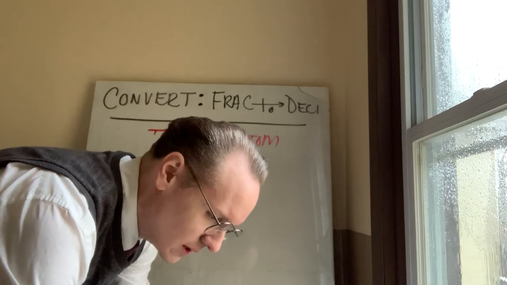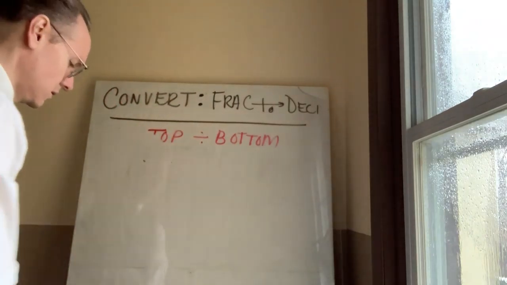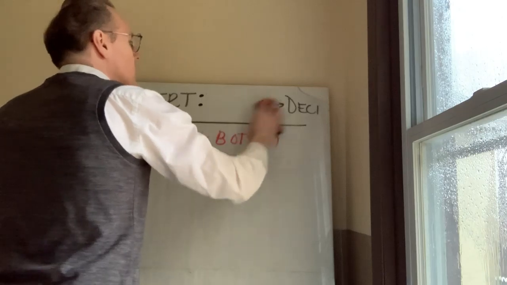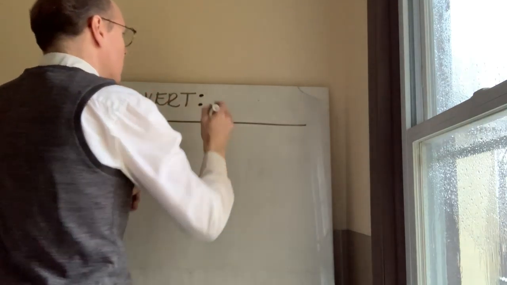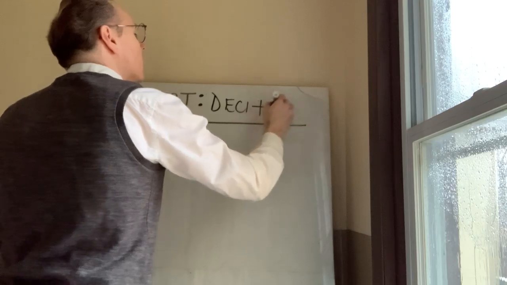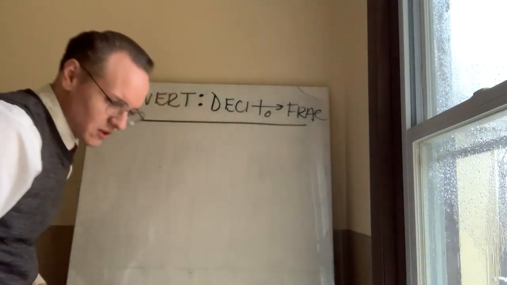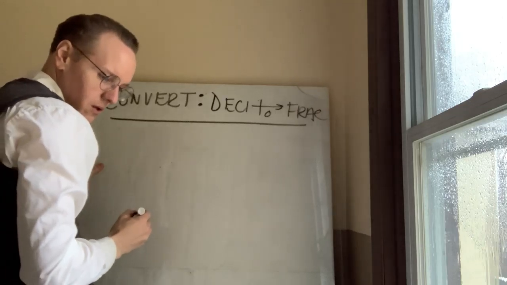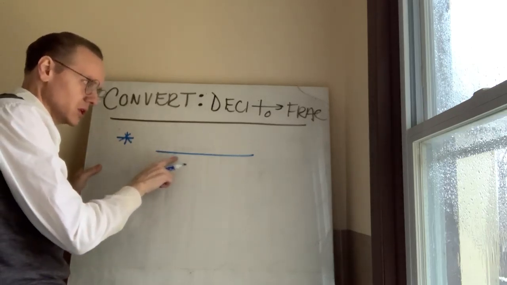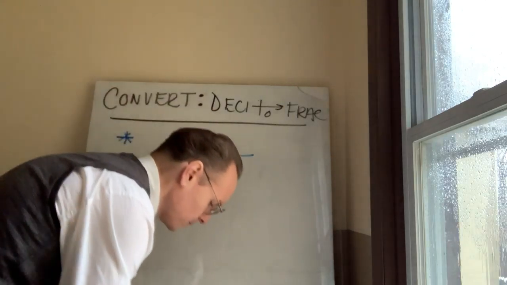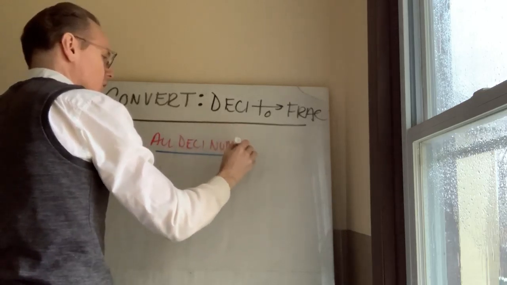All right. Now, let's discuss going the other way here. If we start with a decimal and we want to convert to a fraction, okay. The basic trick to this is this process. You want to make something look like a fraction. Naturally, you need this line. All decimal numbers would go above the line.